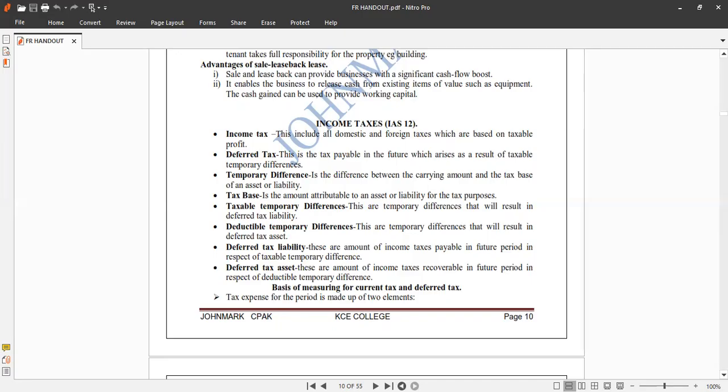That's why it's called a deferred tax. It's a tax payable in the future, which arises as a result of taxable temporary difference. What do you mean by temporary difference? It's the difference between the carrying amount, the net book value, and the tax base of an asset.